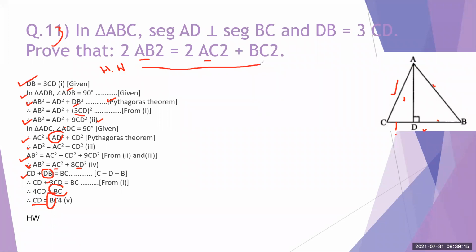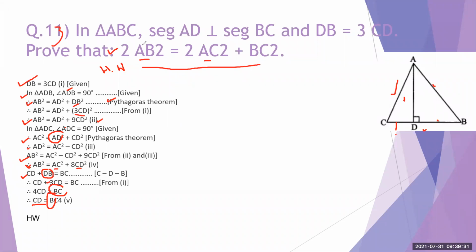सिर्फ आप उसको relocate करके you have to convert it into 2 times AB square is equal to 2 times AC square plus BC square. Therefore, I have kept this for your homework. It is very easy.